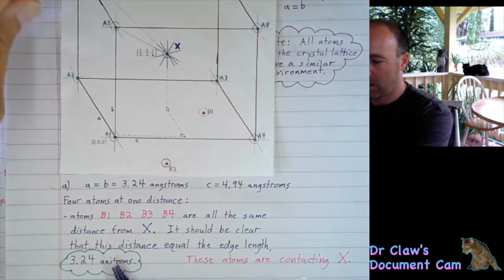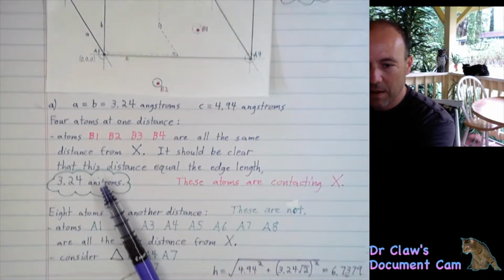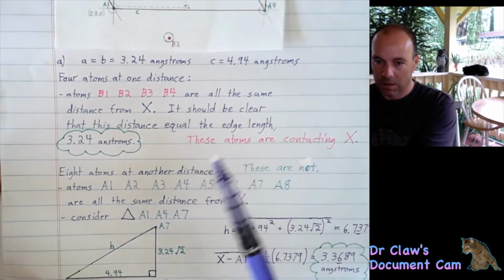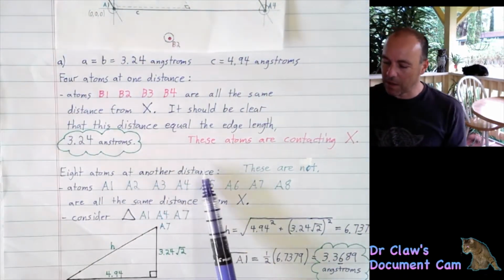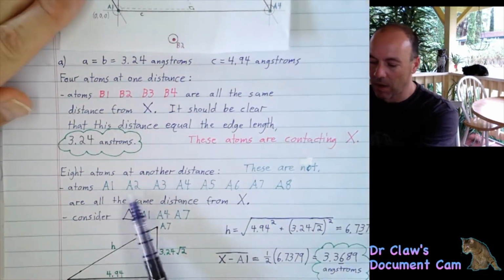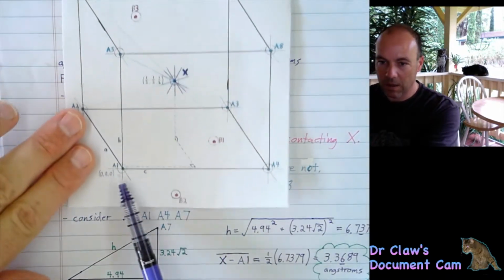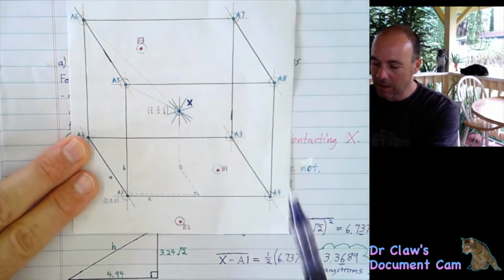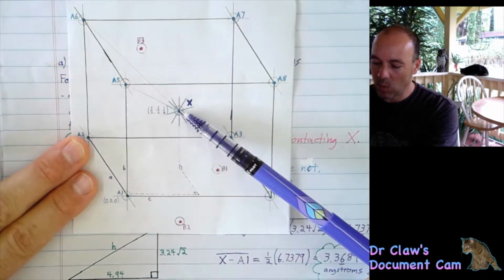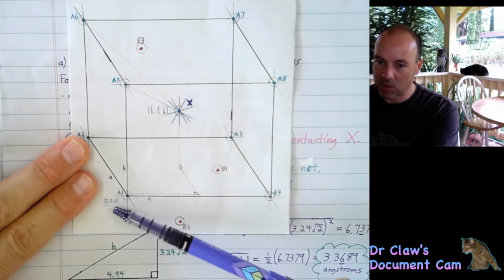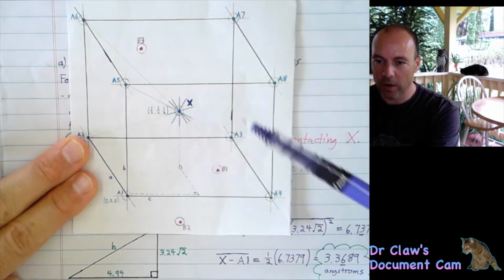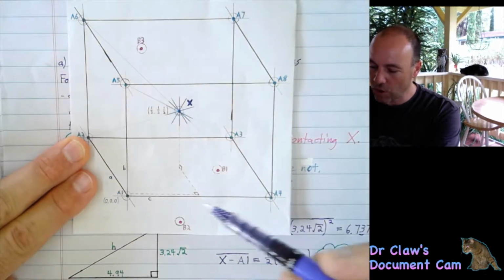Now, the other 8 atoms are at another distance. These are atoms A1, A2, A3, those right there. They're all at another distance. Now, to calculate what the distance is between A1 and X, what we're going to do is we're going to consider a right triangle.